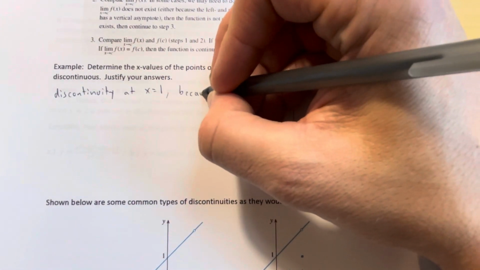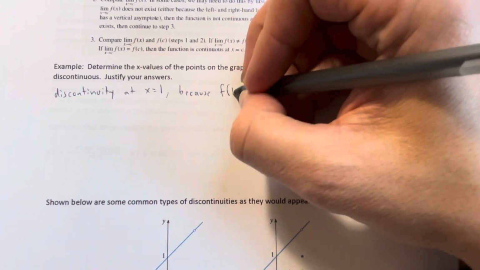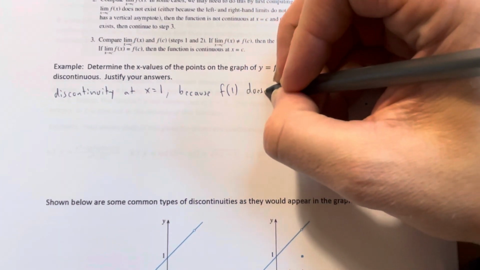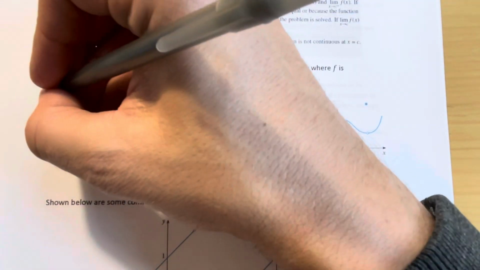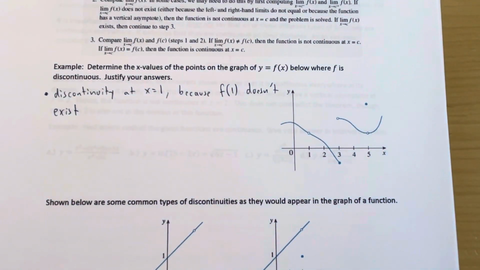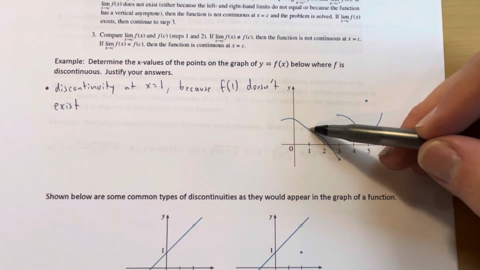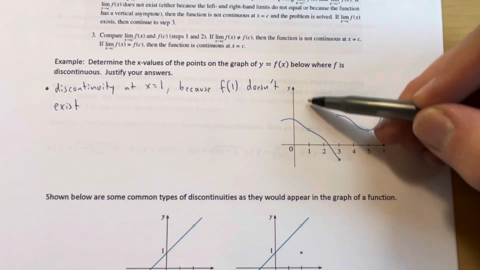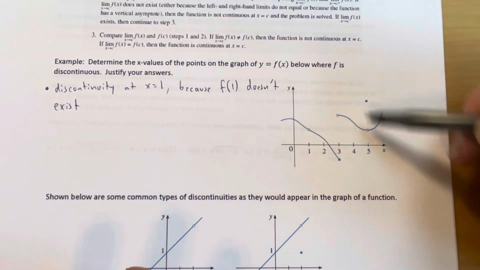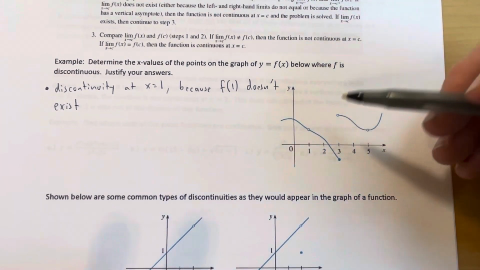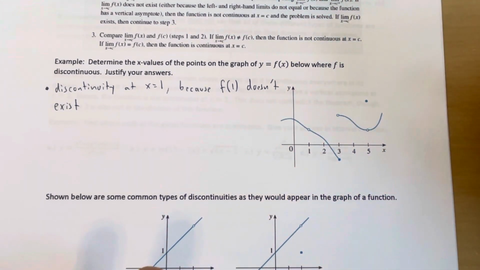Because f of 1 doesn't exist. So that's one of my answers. It doesn't exist because even though there's a hole there, I'm also not seeing a point anywhere above 1. So that must mean that, based on what I can see, at least in this part of the graph, f of 1 is not even defined.